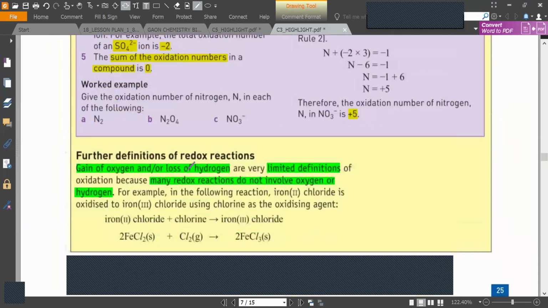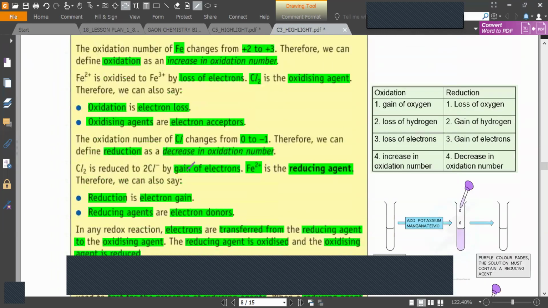Another one is how we determine whether oxidation or reduction happens. For reduction, we have 4 conditions, and any one will do. Reduction means loss of oxygen, gain of hydrogen, gain of electrons, and decrease in the oxidation number. For oxidation, the conditions are gain of oxygen, loss of hydrogen, loss of electron, and increase in oxidation number.